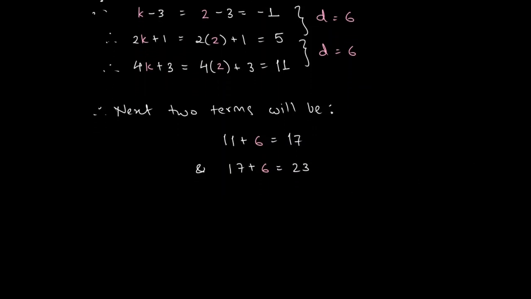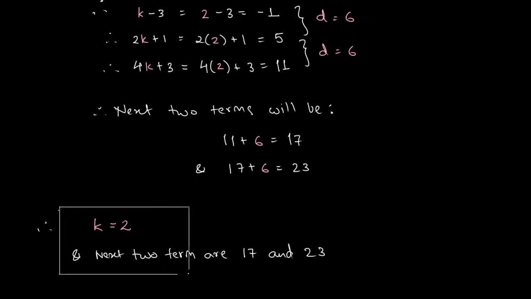So here we have all the values, and therefore one can write the final answer. The value of k is equal to 2, as you already found, and the next two terms of the AP are 17 and 23. This is our final answer, which we will put in our final answer rectangle.